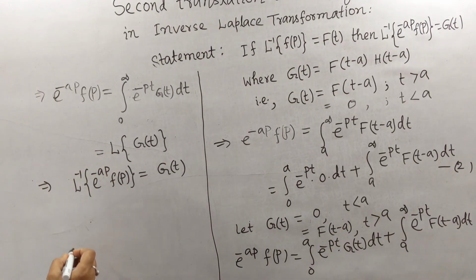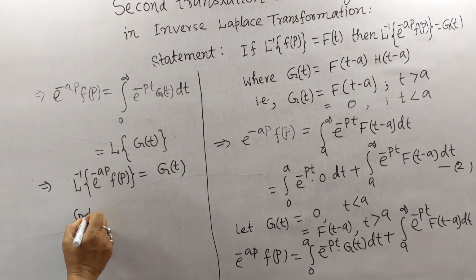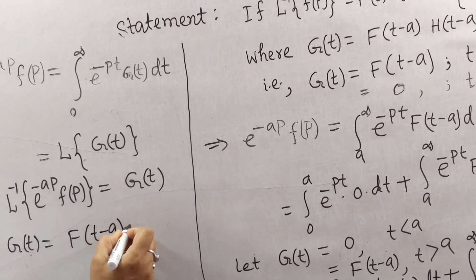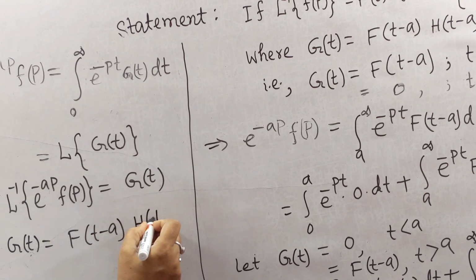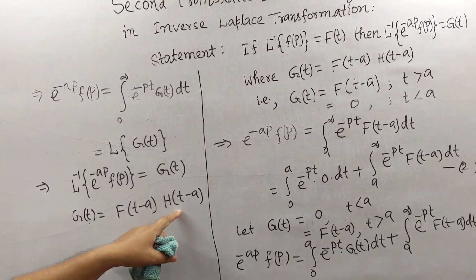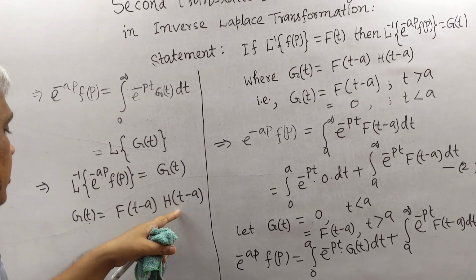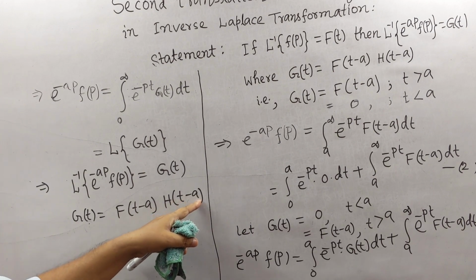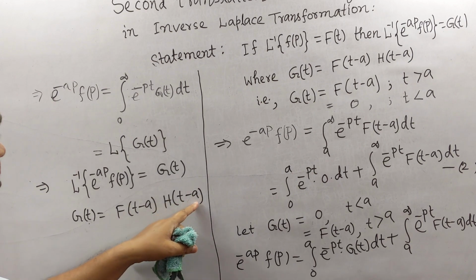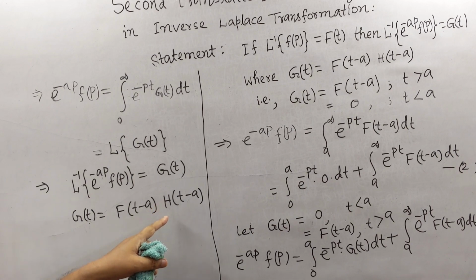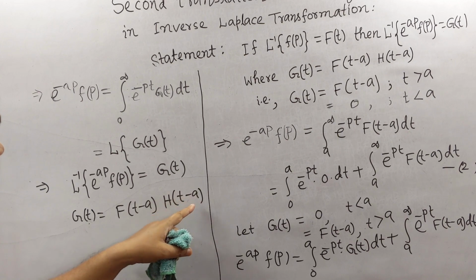We may write g(t) as f(t minus a) H(t minus a), as H(t minus a) is the Heaviside function. So when t less than a, the value of H(t minus a) is 0, and when t greater than a, the value of H(t minus a) is 1.